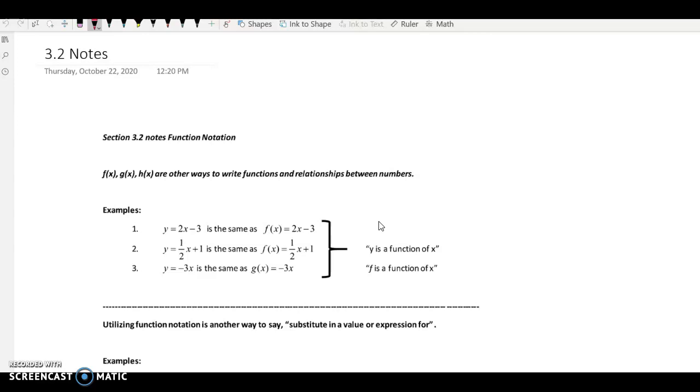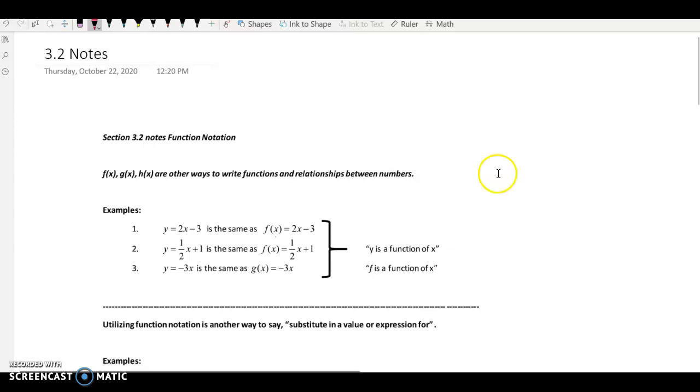We've seen y equals 1/2 x plus 1. We've seen y equals negative 3x. These are all functions, okay? So instead, sometimes we're going to start seeing things like f of x. F of x equals 2x minus 3 is the same as saying y equals 2x minus 3. F of x equals 1/2 x plus 1 is the same as saying y equals 1/2 x plus 1. Okay, same idea down here. Y equals negative 3x is the same as saying g of x is equal to negative 3x.